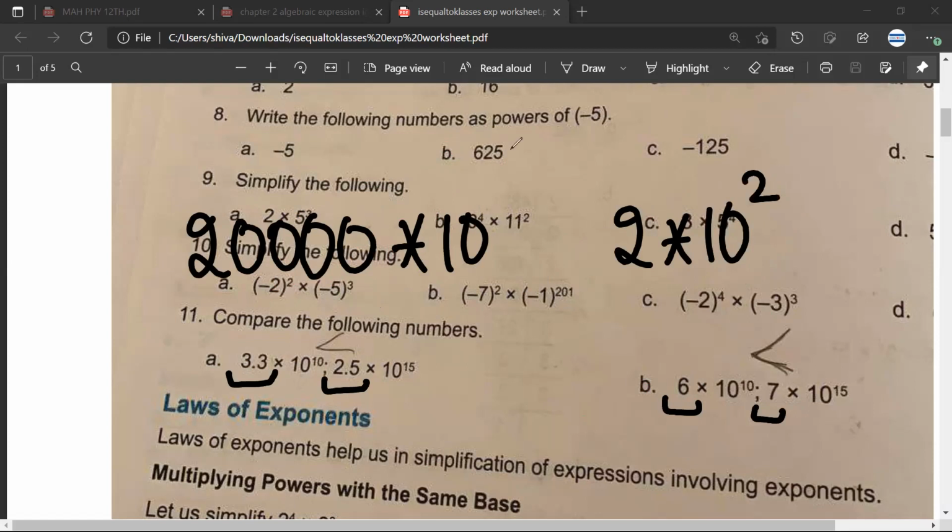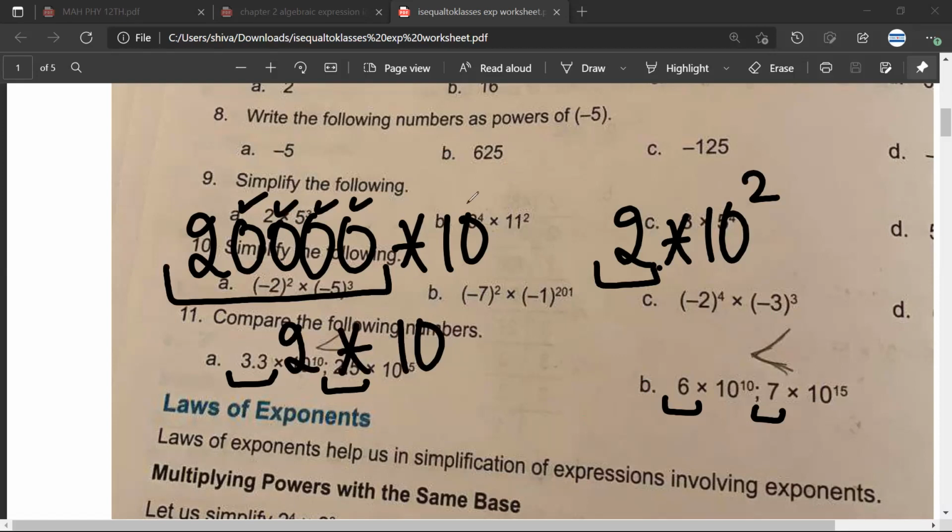Now, which is the bigger number, Mr. Sarthak? So it's the 20,000 into 10. Satya, have you got the logic? Mr. Aryaman, have you got the logic? Yes, sir. So what I need to understand is, I need to first focus on this number. Here I can see that this would be equal to 2 into 10 raised to power 5. But here it is 2 into 10 raised to power 2. Satya, have you understood the logic? Yes, sir.